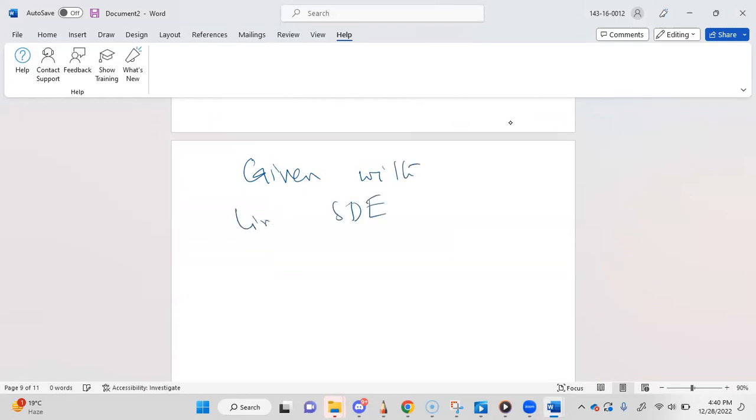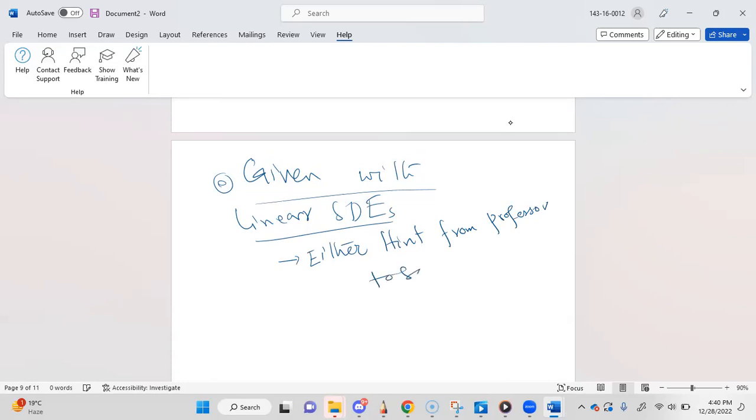I'll say in particular a linear SDE, and hopefully you will always have linear. You will not go into non-linear because that's a very hard area. The majority of the people don't touch that area. So if you are given any linear stochastic differential equation, then either you will get a hint from your professor to solve it, or if you don't get a hint, then follow the procedure that we have had. Follow the above procedure.